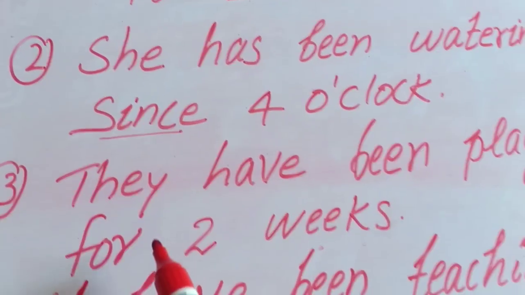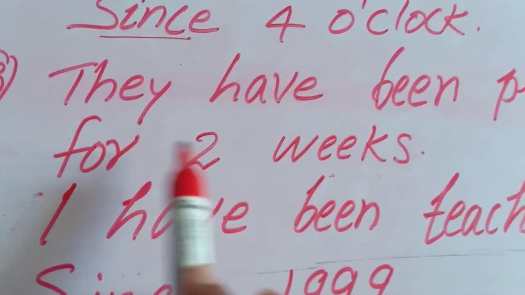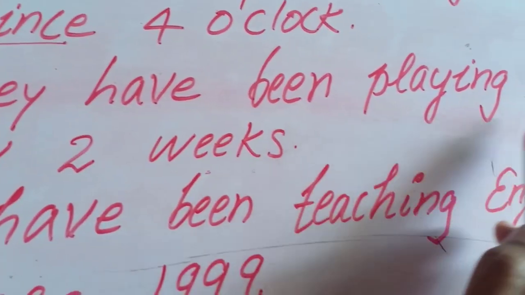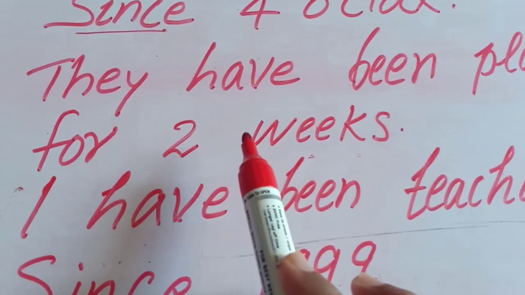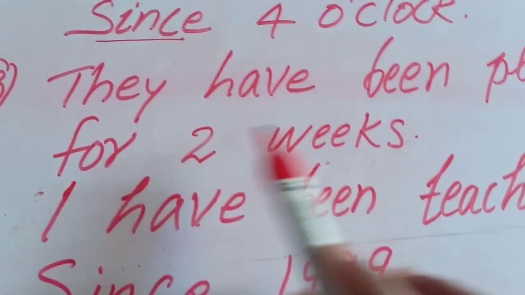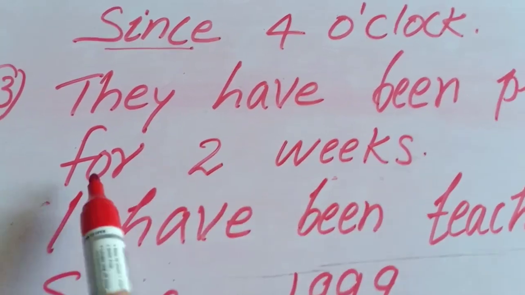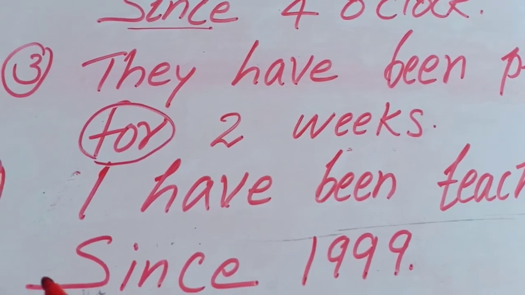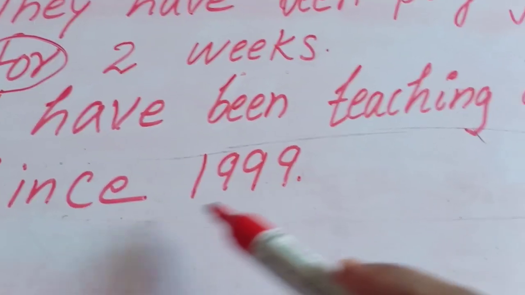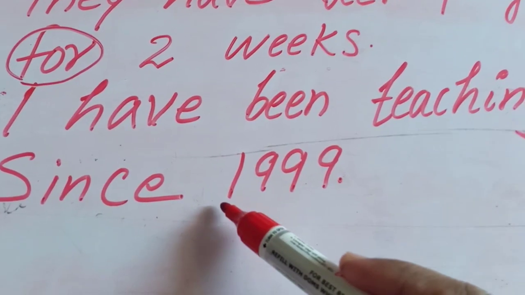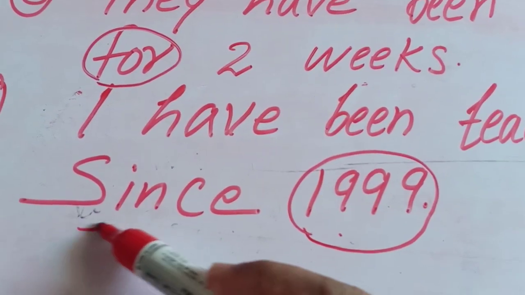Okay, see the next example. They have been playing cricket for 2 weeks. We don't know the exact time, but we know on average it is 2 weeks. So we use for 2 weeks. It means the period of time is given. When the period of time is given, we should use for. See another sentence. I have been teaching English since 1999. So, the point of time, 1999, is given. That's why we should use since.